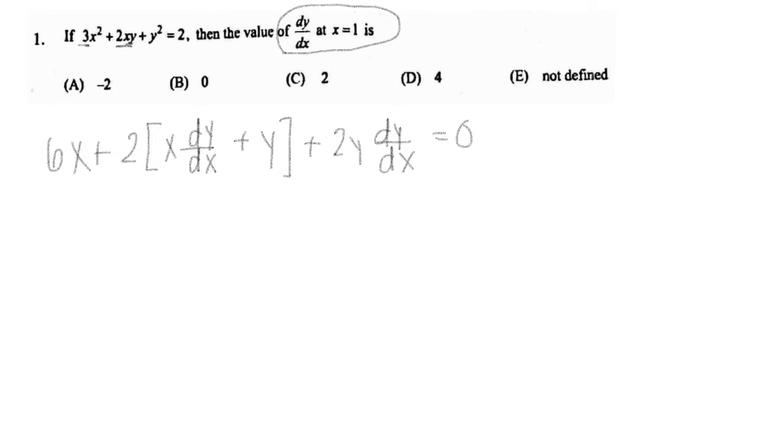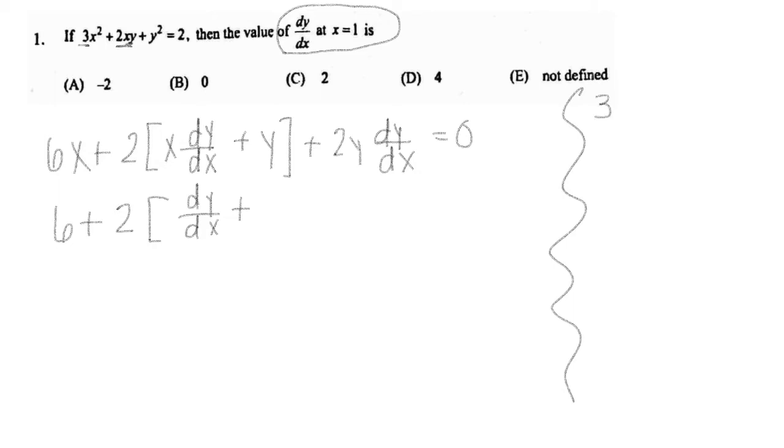And now we're going to go back and plug in a 1. So we're going to have 6 plus 2 times dy/dx plus y. We don't know what y is, so we're going to have to come over here to the corner of this and see. Well, let's plug in 1 and see what we get for y. So if we do that, we have 3 times 1 squared, so 3, plus 2y, plus y squared, and all of that equals 2.